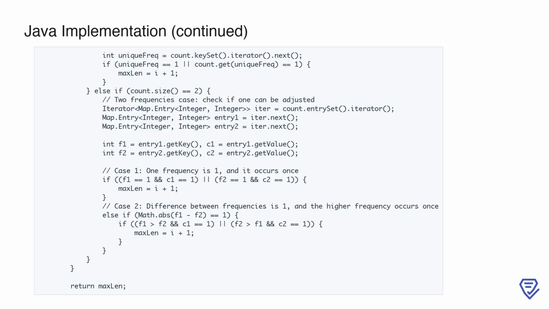prefix valid. In the second case, the difference between the two frequencies is 1, and the higher frequency occurs exactly once. Here, we can adjust the single occurrence of the higher frequency to match the lower one, resulting in a valid prefix. If either of these conditions is satisfied, we update maxlen to the current prefix length, which is i+1. This ensures that we always track the maximum prefix length that meets the problem's requirements.